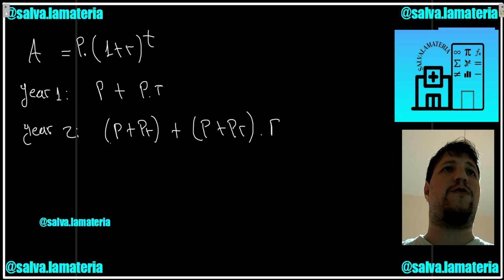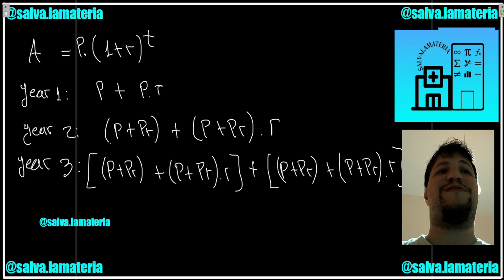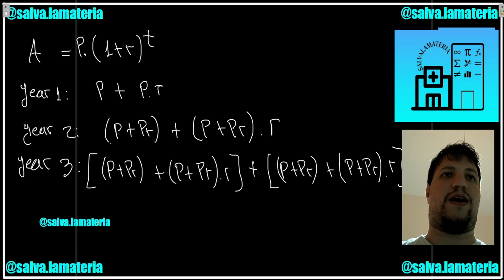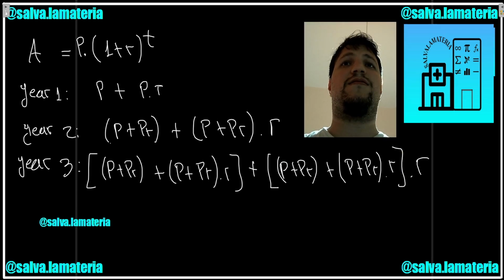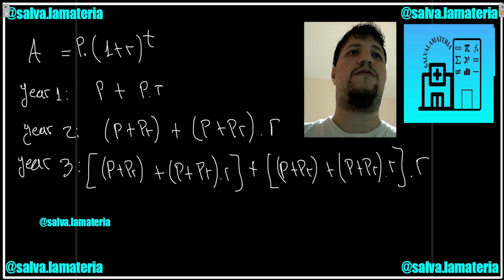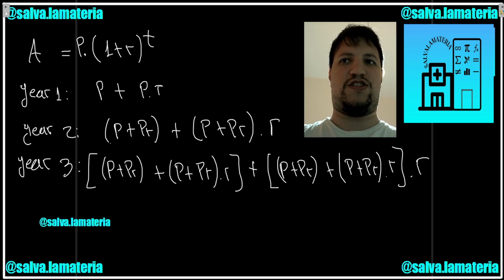And just for fun, we're going to do year number 3. Now I'm taking all the accumulated amount of year number 2, and then I'm going to multiply all that by R. So now that we understand year number 1, year number 2, and year number 3, we need to understand how to do this with the structure of P times 1 plus R to the power of T.